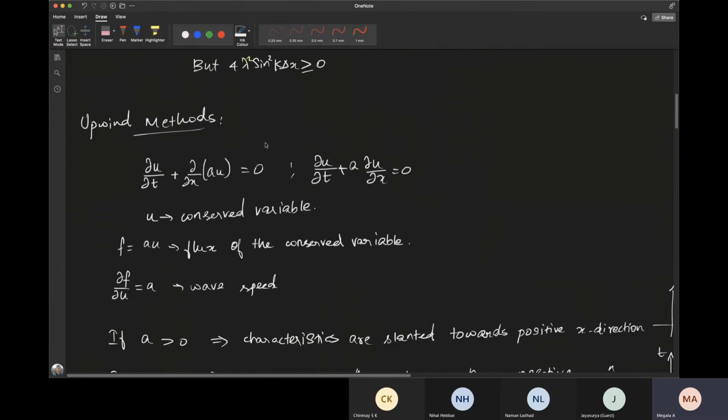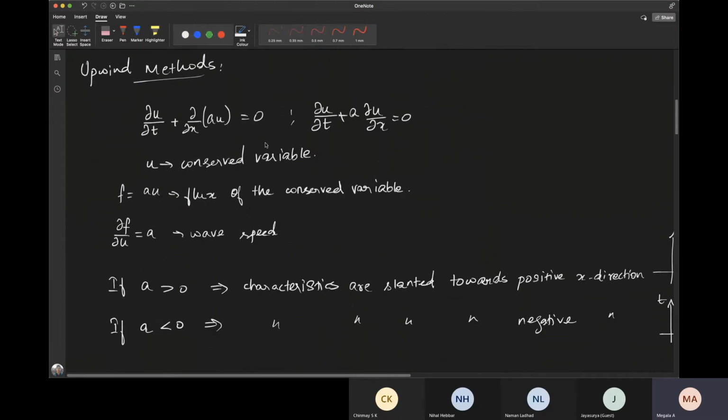So we have something known as upwind methods. Instead of central schemes, we'll be doing forward in time for the differential operator in time, and for the differential operator in space, we'll be doing forward in space or backward in space instead of central in space. How you decide whether to do forward or backward in space is based on physics.